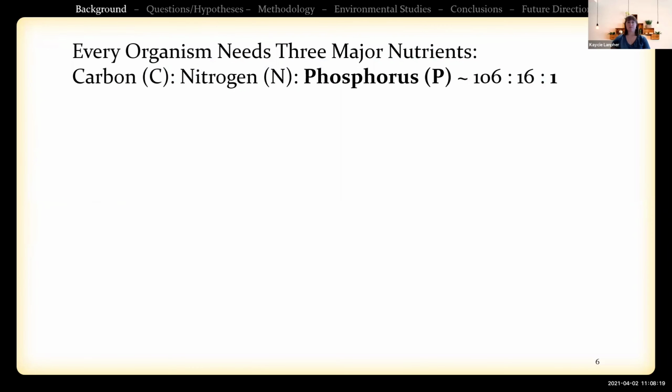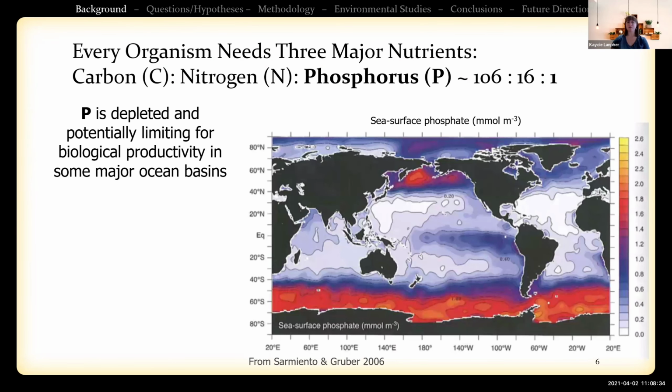If we're looking at microbes as a whole, all microbial organisms require three main nutrients: carbon, nitrogen, and phosphorus, at about a ratio of 106 to 16 to 1, or the Redfield ratio. So I'm going to focus on phosphorus for this talk. So phosphorus, or P, is depleted in a lot of our large ocean basins and is potentially limiting for biological activity.